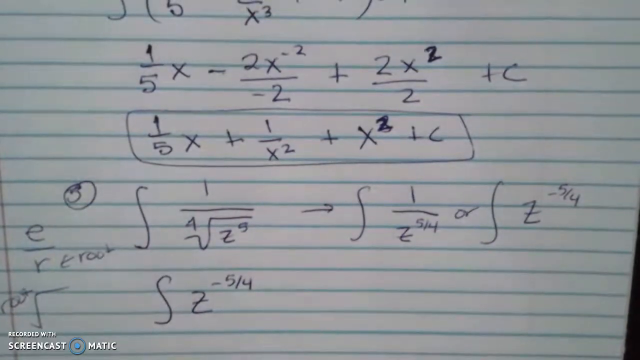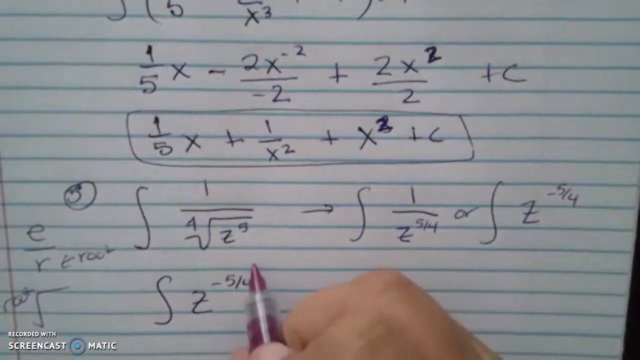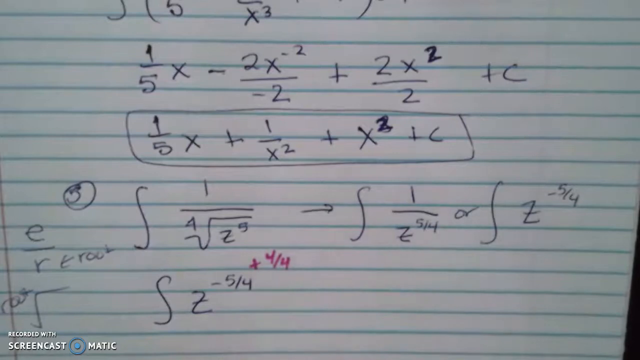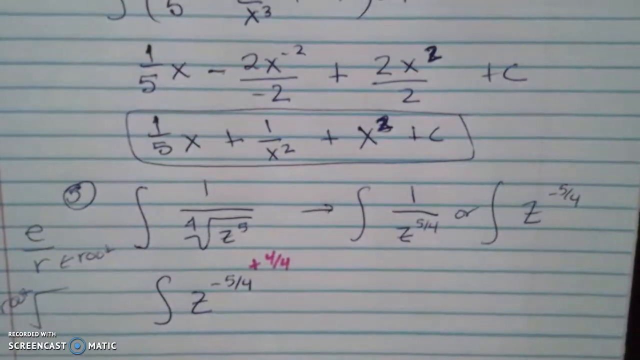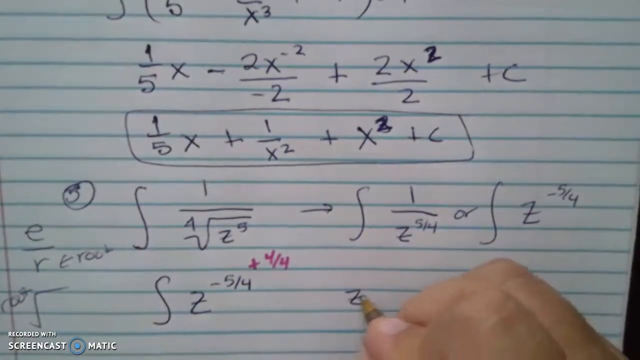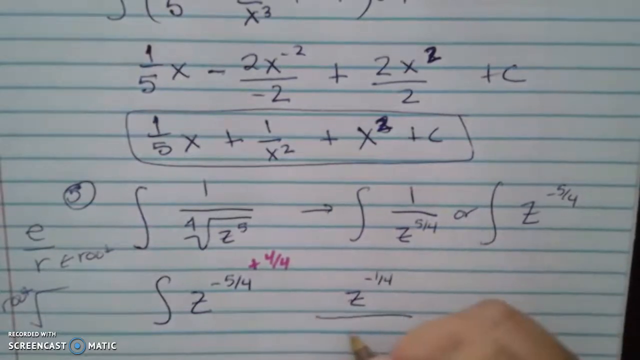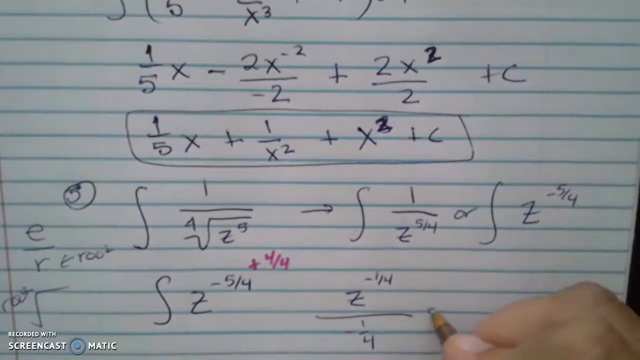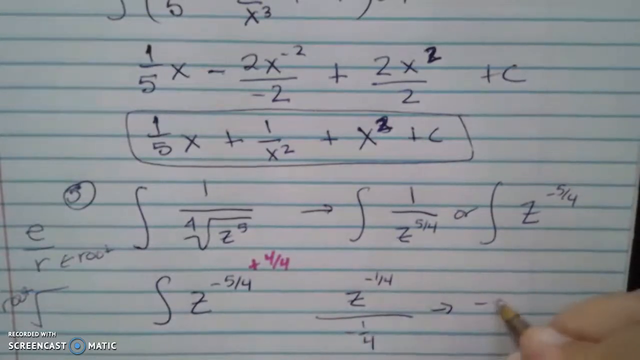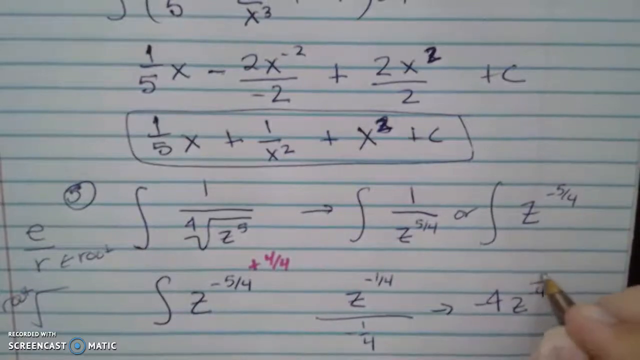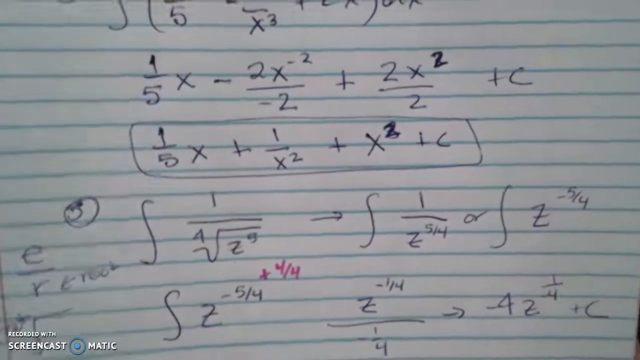Now I have to add 1 to the exponent because I'm increasing the exponent. So my 1 is going to look like a 4 over 4. And we get z to the negative 1/4 divided by negative 1/4. Well, that is the same as, if I flip this, negative 4 z to the negative 1/4 plus c.